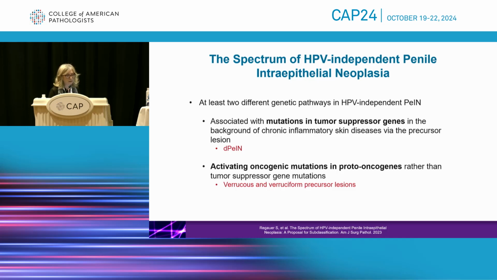And then there is another pathway with lesions that look verrucous and verruciform, so they don't look clearly as DPIN. Probably these are the lesions that in the pre-existing literature were considered the hyperplasia-like, so the lower spectrum of DPIN, that have different mutations. This time, they are not tumor suppressor genes, but rather activating oncogenic mutations in proto-oncogenes, and they don't have inflammation.